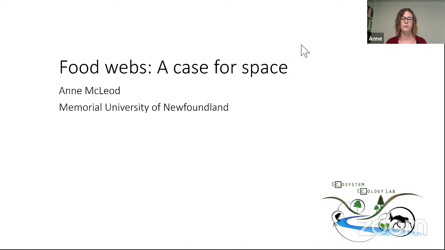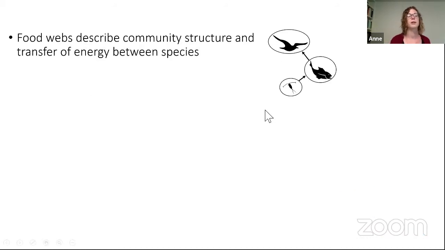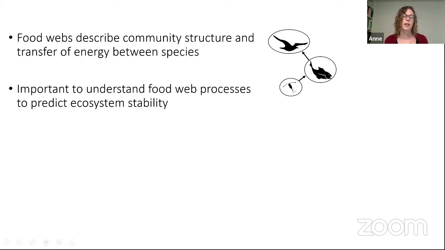So to start with, what are food webs? Food webs describe community structure and the transfer of energy between species. To get you oriented, I've put a simple depiction of a food web here. You see there's the zooplankton that's being eaten by a fish, which is then being eaten by a bird. And you have arrows linking them, showing the flow of energy as you move up through these predatory interactions. It's important to study food webs because they're important for understanding ecosystem stability.